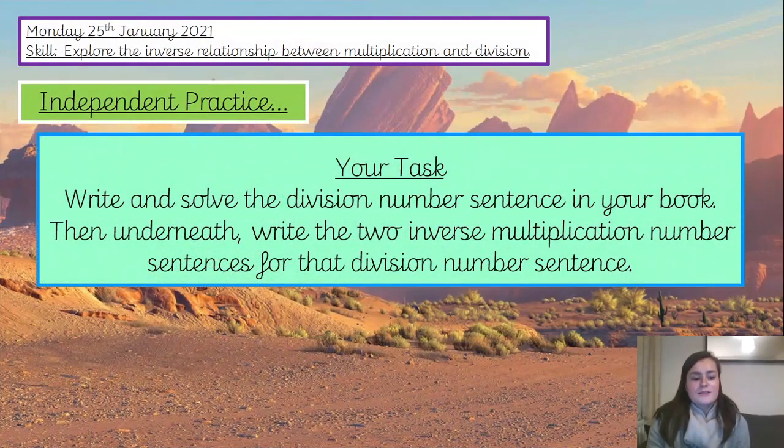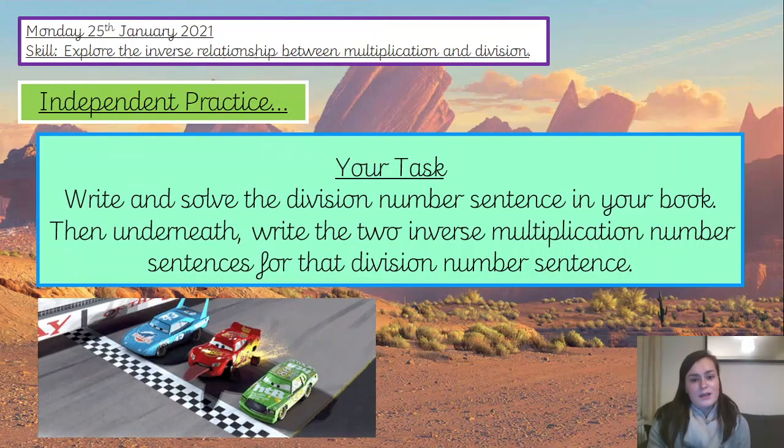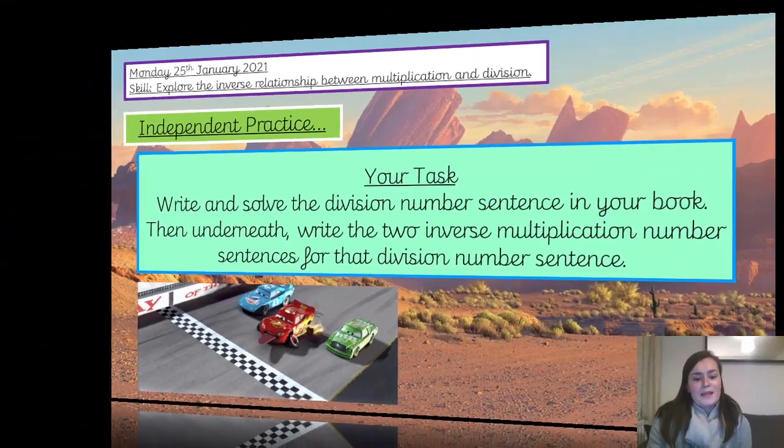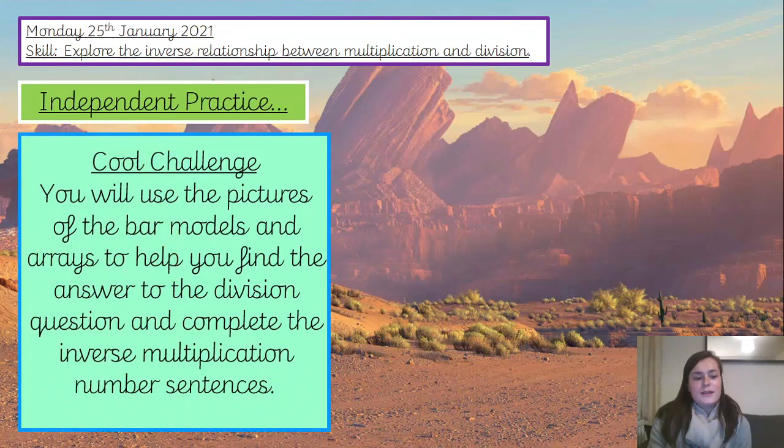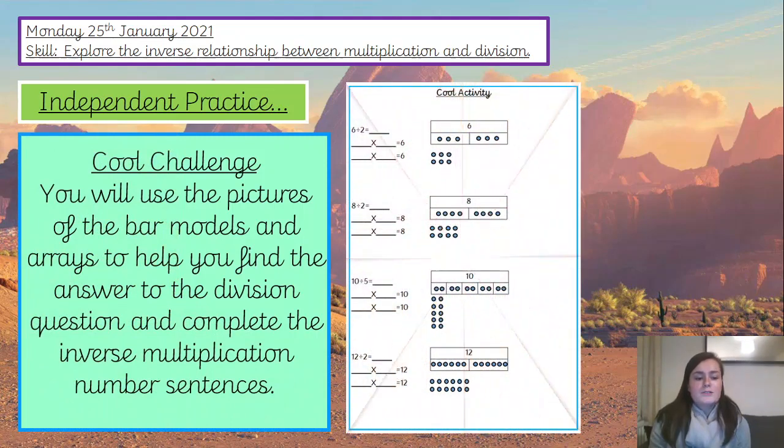Okay, independent practice then. So your task today is to write and solve the division number sentences into your book. Then underneath you can write the two inverse multiplication number sentences for that one division number sentence, just like we've been doing this morning on this video. So for the cool challenge today, you will use the pictures of the bar models and the arrays to help you find the answer to the division question and complete the inverse multiplication number sentences.